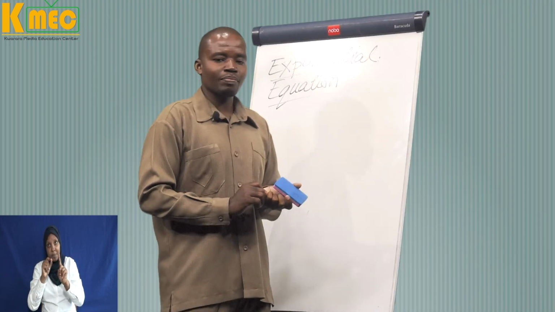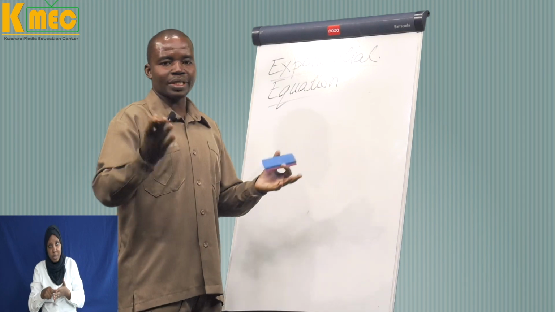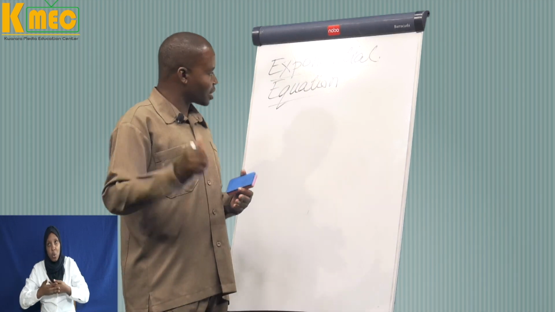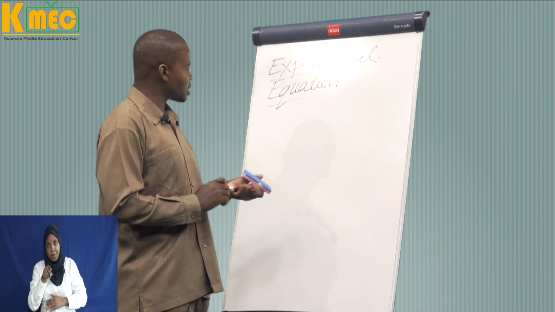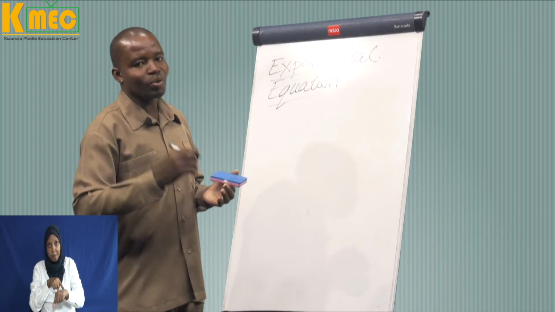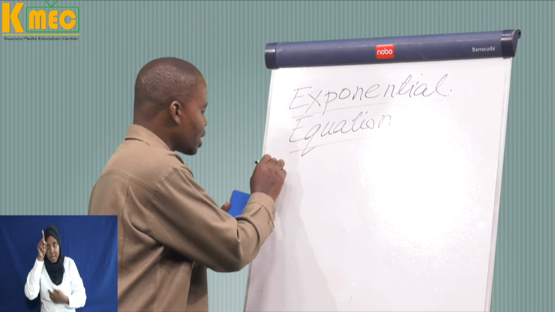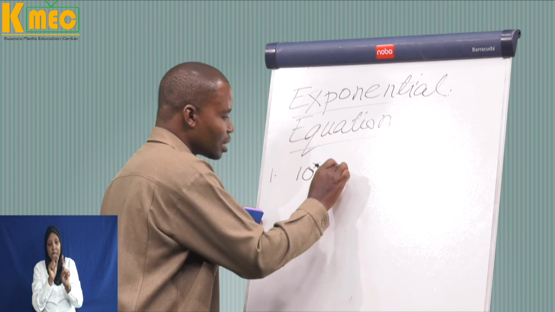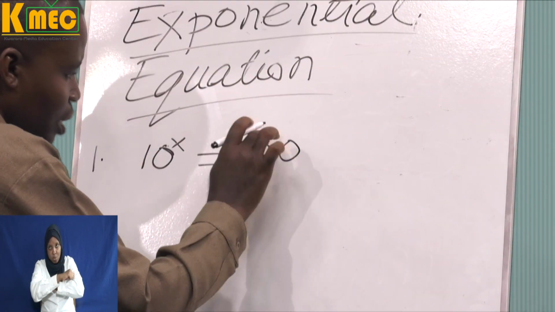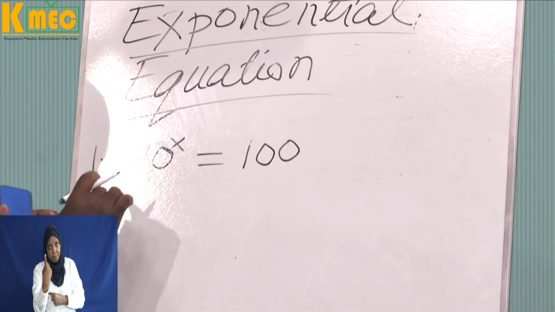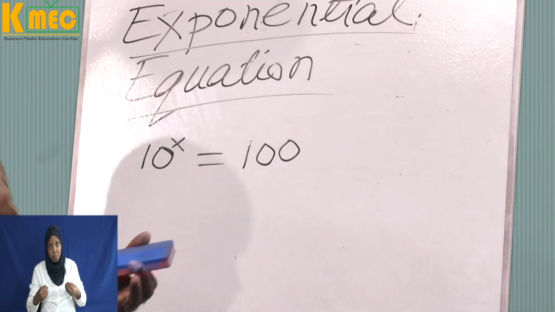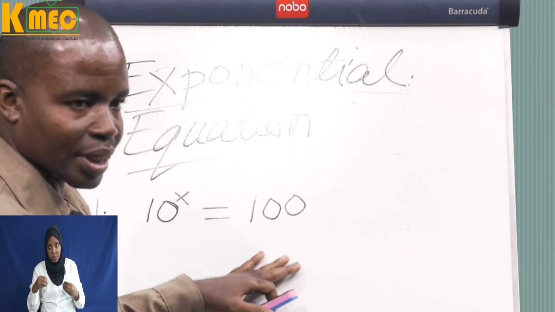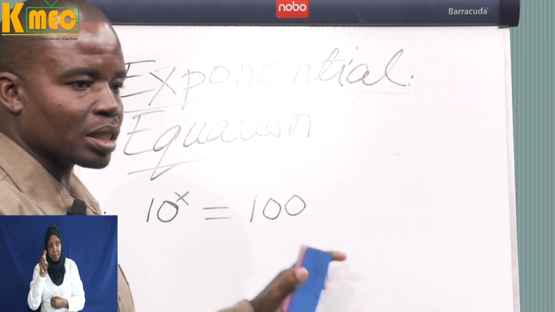So now, my dear pupil, I think it's a good time to practice how to solve exponential equation. We are good now in exponent, I know that. So now is the time to practice how to solve exponential equation. For example, number 1. If we have 10 exponent x is equal to 100, now find the value of x. We need to find the value of x. 10 exponent x is equal to 100.